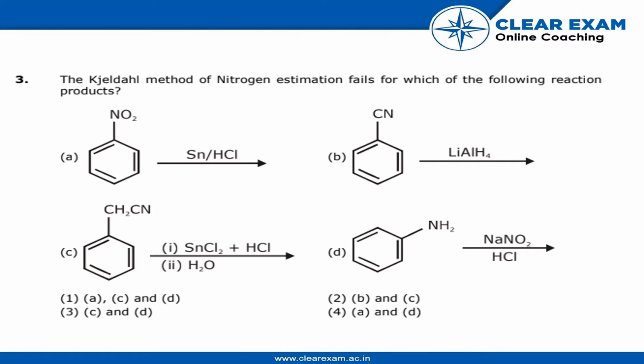So in this question, we need to find out which of these reactions fails for this method. As we know, this method is used for the quantitative determination of nitrogen contained in inorganic substances, plus the nitrogen contained in inorganic substances such as ammonia and ammonia. So if we look at the first reaction, we will get this compound, and we have NH4 here. So this definitely passes.